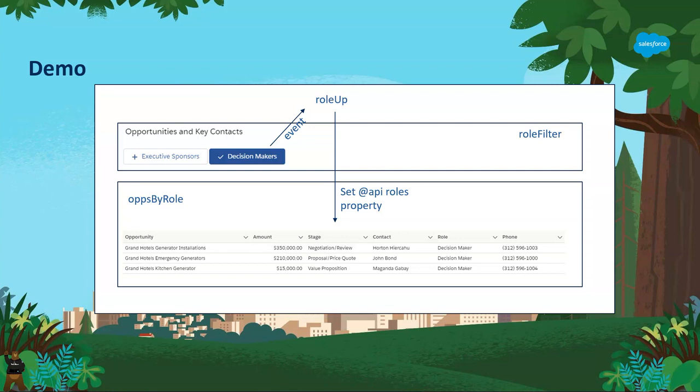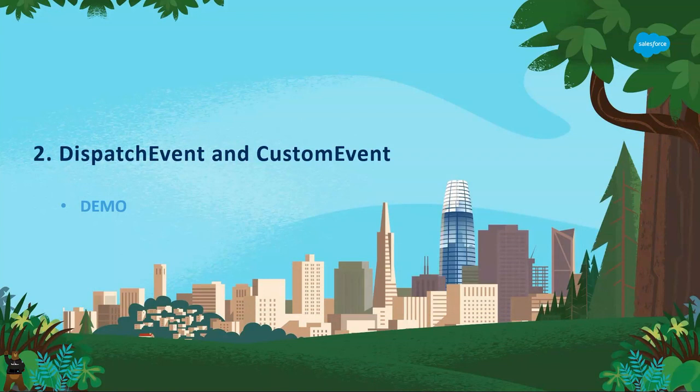So you can see in here, this whole thing is a container that handles the event, passes it down to a child record, and then updates the data table. So this is a common use case that I've seen using LWC, and we're going to incorporate the standards into this demo. So let's start with dispatch event.